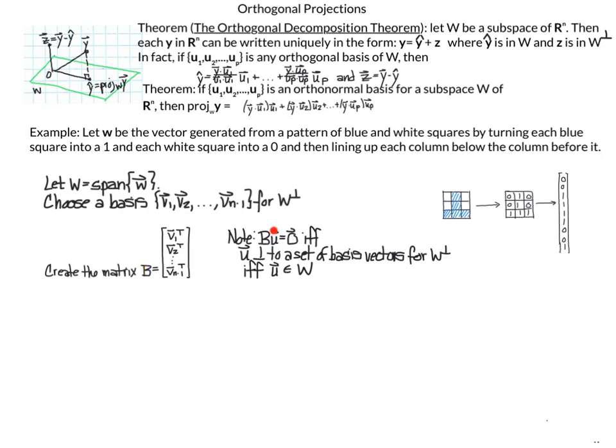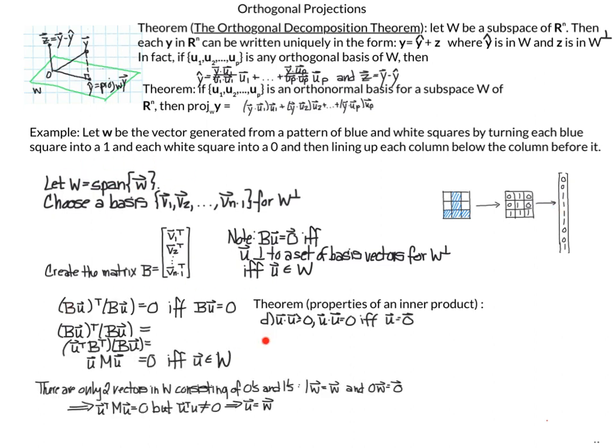Then we're going to note if we have another vector U that represents some other pattern, or possibly the same pattern, of these blue and white squares, when we multiply it by B, it's going to be equal to 0 if and only if U is perpendicular to a set of basis vectors for W perp, because that's how we made B. So if and only if U is in W. Okay, so again, we have W, we make a basis that's perpendicular to W, and then we create a matrix from that, and then when we want to test if our pattern is equal to this pattern, we multiply U times B, and it's only going to be equal to 0 if U is perpendicular to W perp, which means it is actually in the span of W.